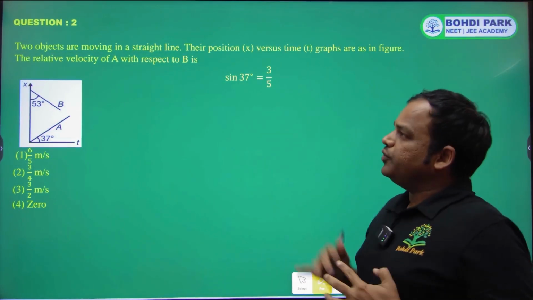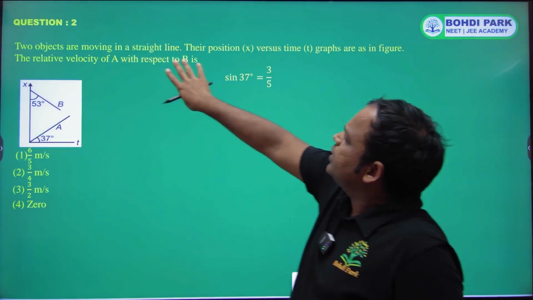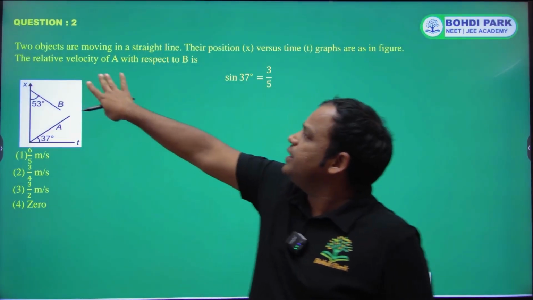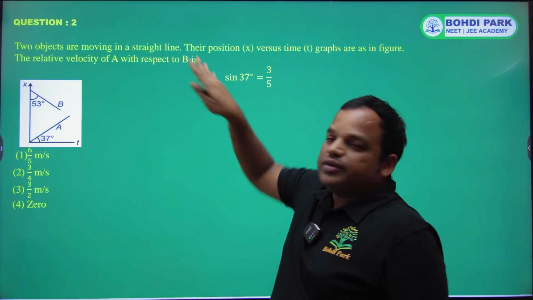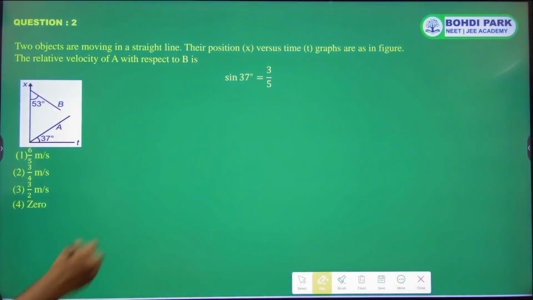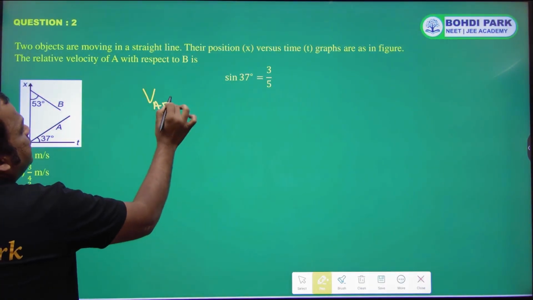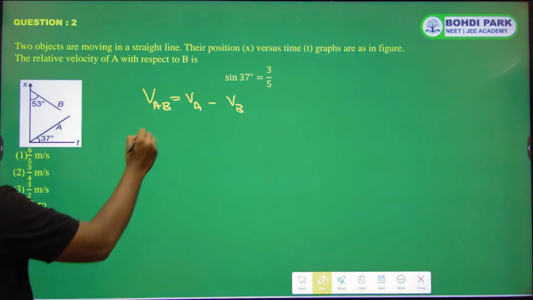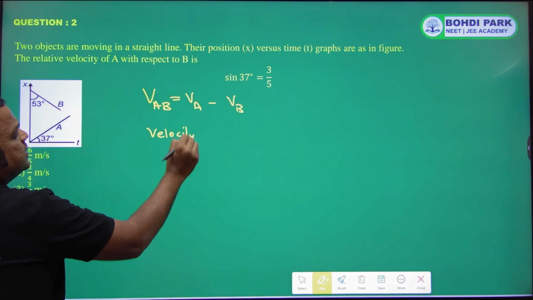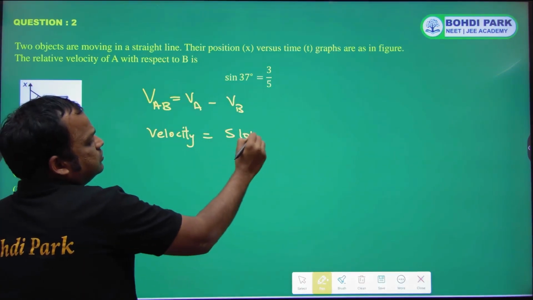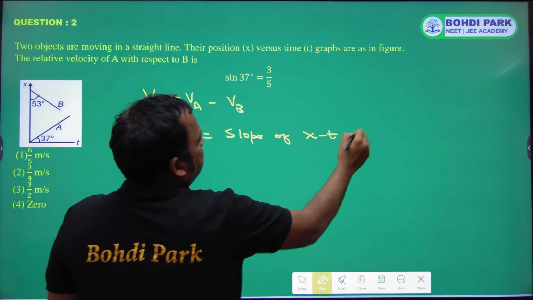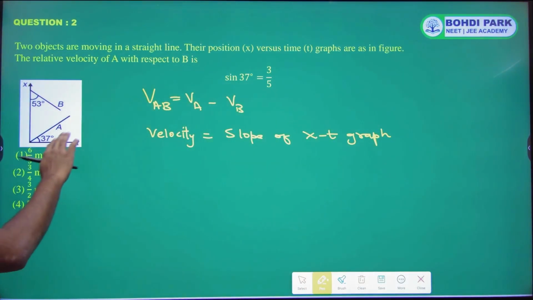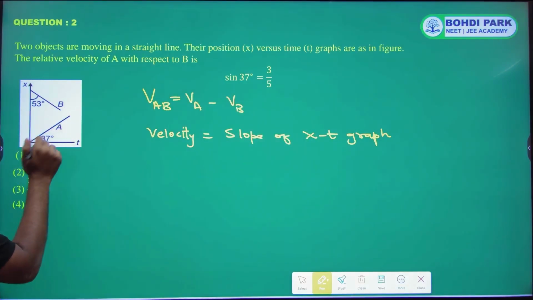Question number 2. Now look at this question number 2. Two objects are moving in a straight line. Their position versus time graphs are in figure. What is the relative velocity of A with respect to B? So VAB is equal to VA minus VB. Now velocity means slope of xt graph. So we have the slope for these two graphs OA, or suppose A and B.